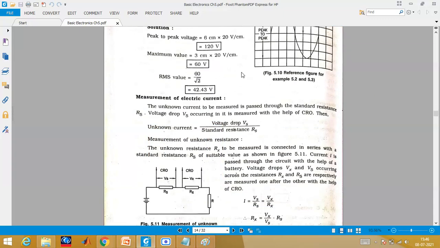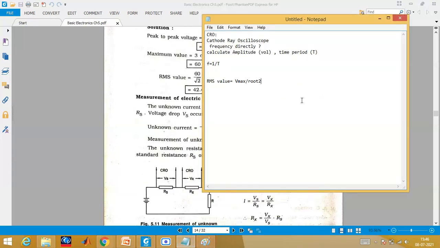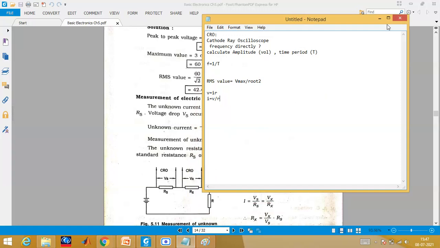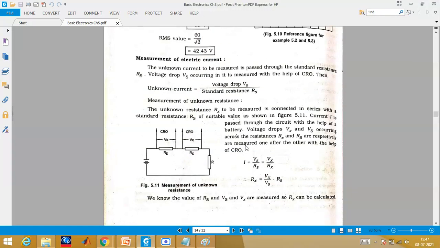Okay, now next one, measurement of electric current. So it is all in terms of voltage. Now in terms of current, you know Ohm's law. I'll tell you, it's very simple. You have to remember only one thing: V equal to IR. This becomes Ohm's law. When you have to calculate I, it will become V by R. So only the language is changing, but the essence is the same, Ohm's law. Now see what they are saying, unknown current: voltage by resistor, V by R. So the essence is the same, and you can easily calculate. The circuit is being given to you.